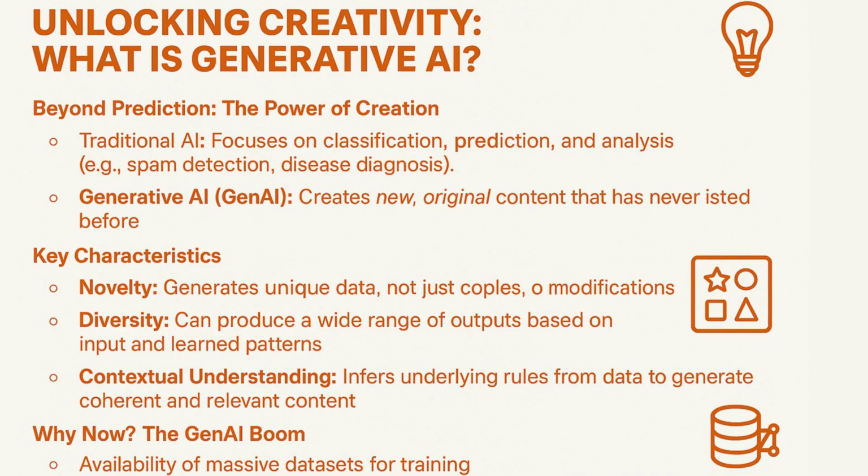Generative AI marks a major shift from traditional AI. While earlier systems focused on prediction and classification, Gen AI unlocks creativity by generating entirely new content, whether it's text, images, or code. Its strength lies in novelty, diversity, and contextual understanding, allowing it to produce outputs that are both original and relevant. The recent boom in Gen AI is fueled by access to massive datasets, making this technology more powerful and accessible than ever before.